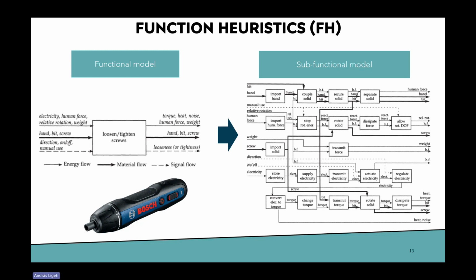Second step, after you are making the functional model, you have to make a sub-functional model. So you have to break down this function into smaller functions. This is what you do here. This is quite complex, especially for even more complex products than a screwdriver, but it really helps you to understand how your product works. And in the second step, it can help you to break down these functions and cluster the functions into modules.